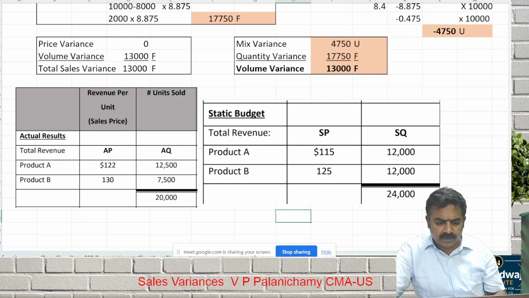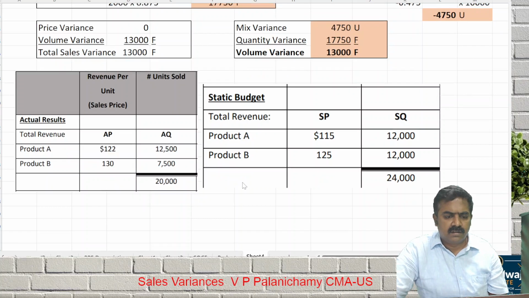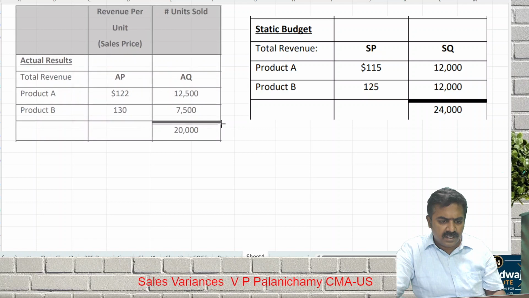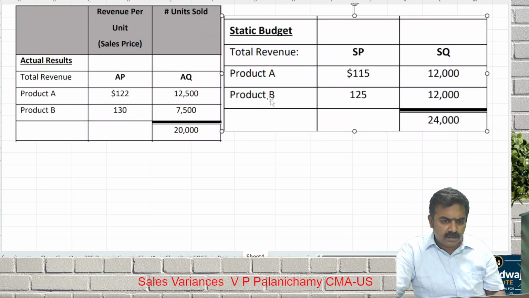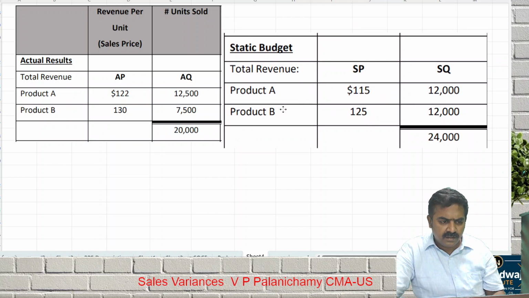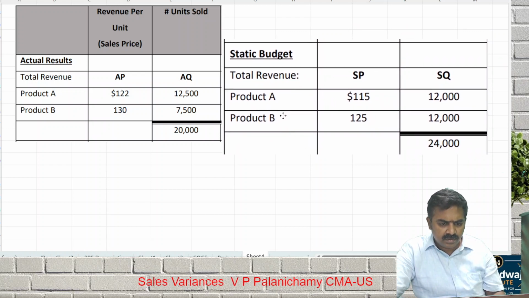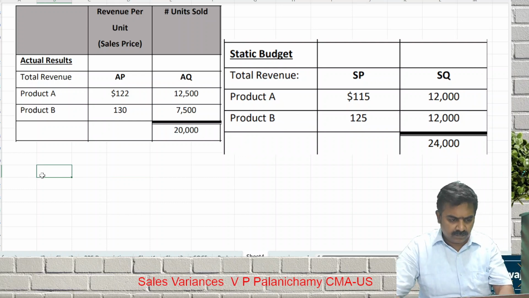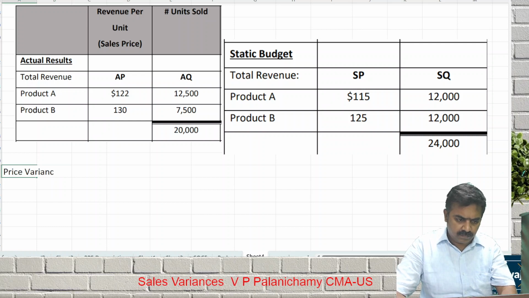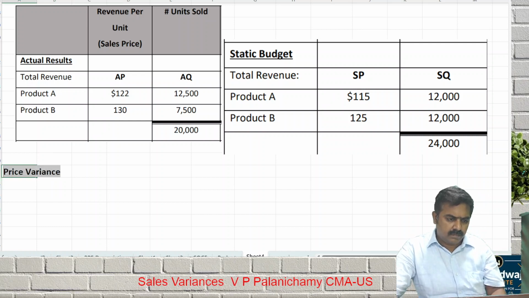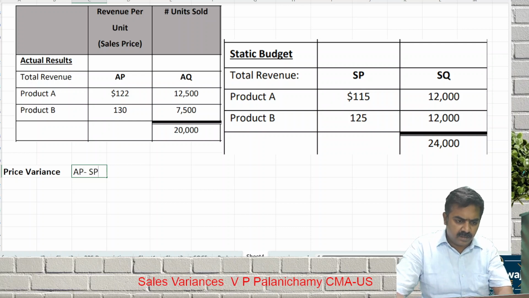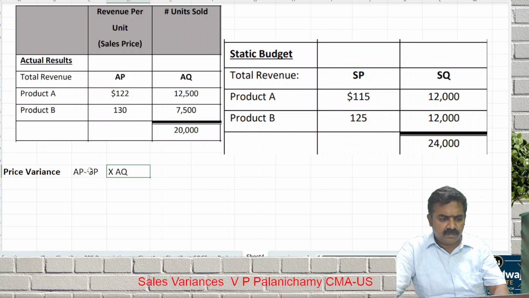This is a past IMA question. Try to work out. Question is calculate all sales variances. This will be there in your material also, but don't look at the material. I request you to just calculate variances. Actual results are given, standard results are given. Actual price minus standard price into actual quantity.